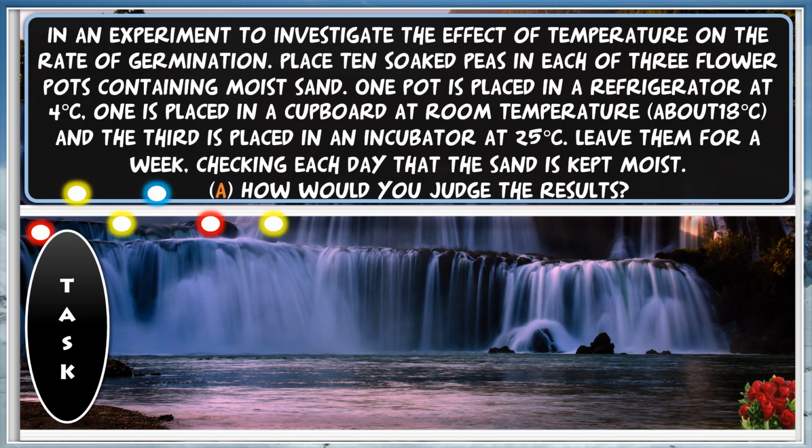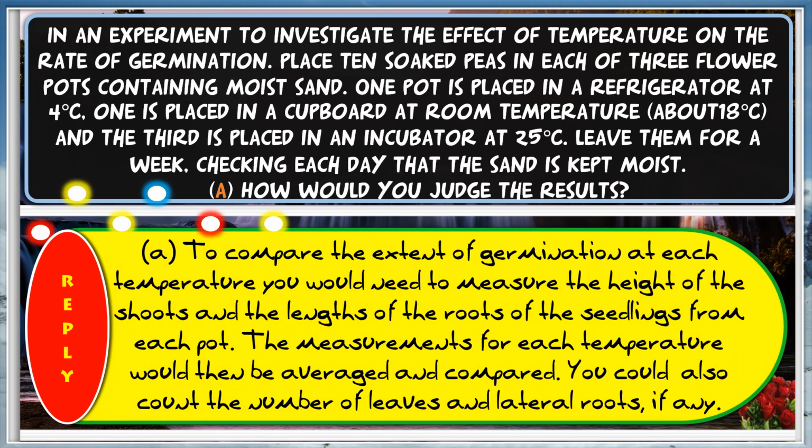Part A, how would you judge the results? To compare the extent of germination at each temperature, you would need to measure the height of the shoot and the length of the roots of the seedlings from each pot. The measurement for each temperature would then be averaged and compared. You could also count the number of leaves and lateral roots, if any.